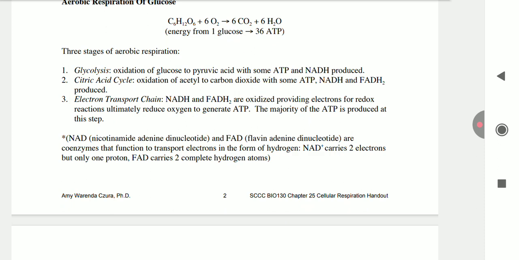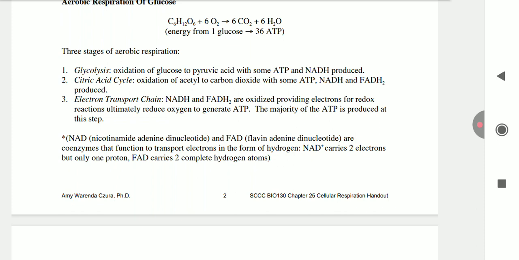Second, citric acid cycle: oxidation of acetyl to carbon dioxide with some ATP, NADH and FADH2 produced. Third, electron transport chain: NADH and FADH2 are oxidized, providing electrons for redox reactions, ultimately reducing oxygen to generate ATP. The majority of the ATP is produced at this step.